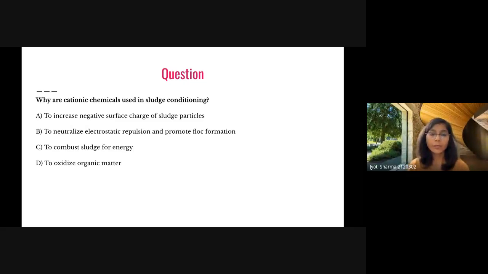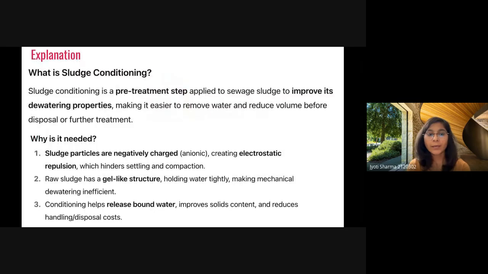Okay, everyone gave me B answer. So yes, this is to neutralize electrostatic repulsion and to promote the flock formation. That's how we are using the cationic chemicals.